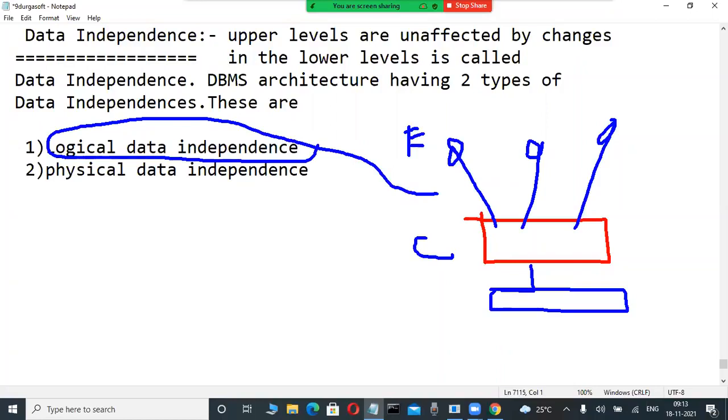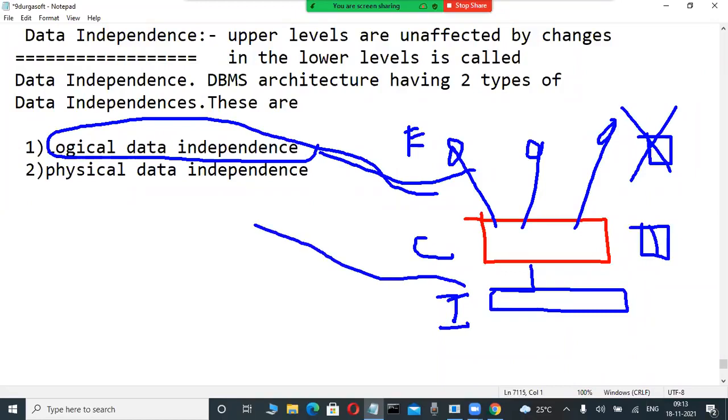What is logical data independence? Whenever we change the structure of a table in the conceptual level, the view is not automatically changed. That is called logical data independence. Again, conceptual level to internal level, there is a gap, no? This is called physical data independence. When anybody adds indexes in a database, the structure of a table in the conceptual level will not be changed. That is called physical data independence.